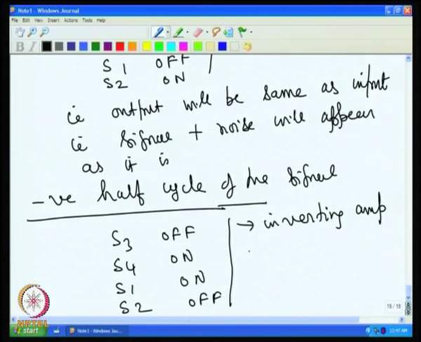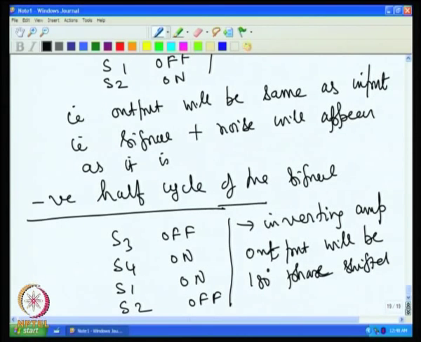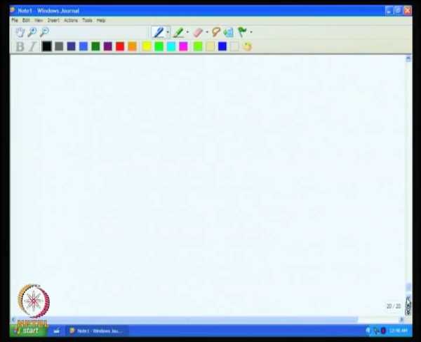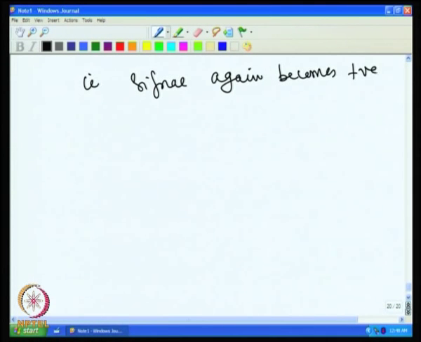So now the output will be 180 degree phase shifted. That is, minus the signal will become plus. That is, the signal again becomes positive at the output.